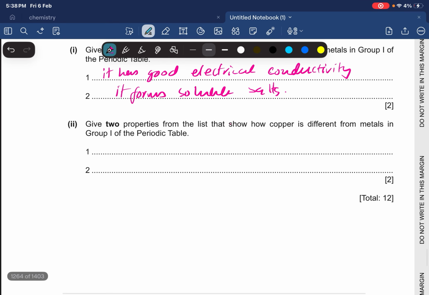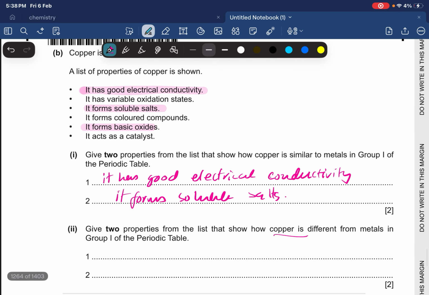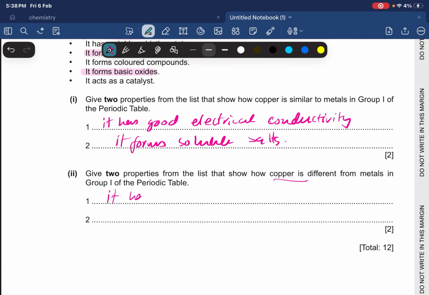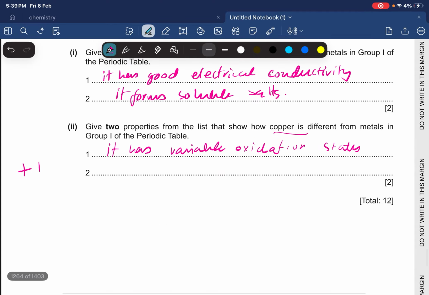Give two properties from the list to show that copper is different from the metals in group 1. All the rest: it has variable oxidation states. Group 1 only has a fixed one, which is +1. It has variable oxidation states. It acts as a catalyst. Group 1 cannot.